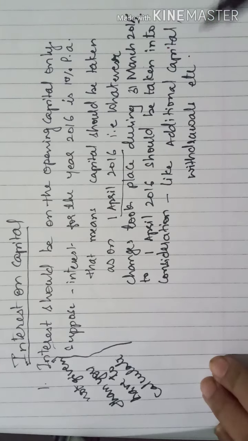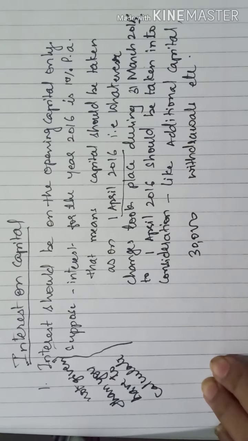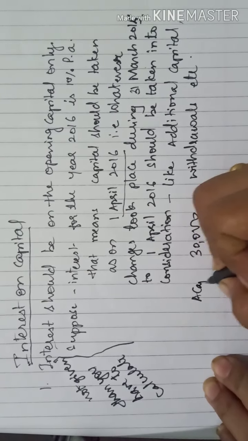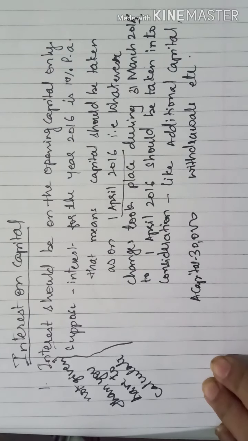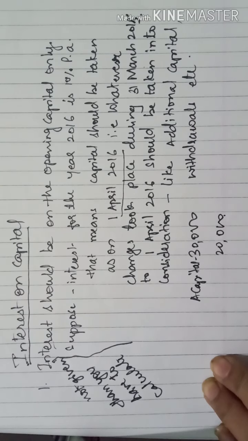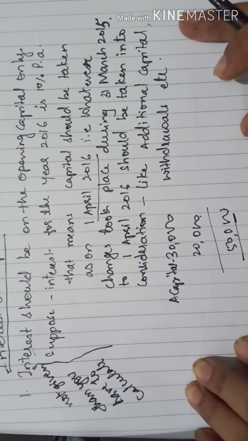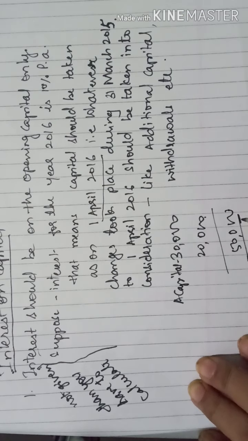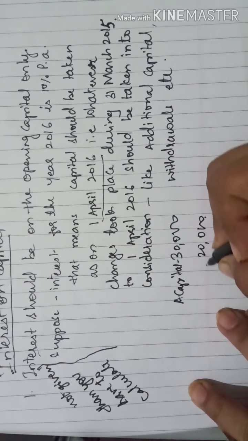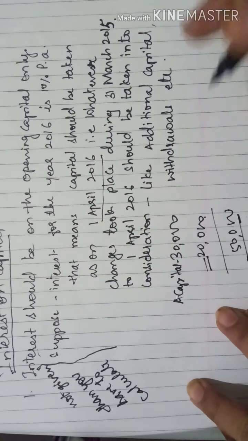Like suppose there is A's capital of 30,000, and he has additional capital of 20,000. That means at the end of the day, how much capital does he have? 50,000. So his capital at the end of the day is 50,000. But on what date he introduced this, we have to check.